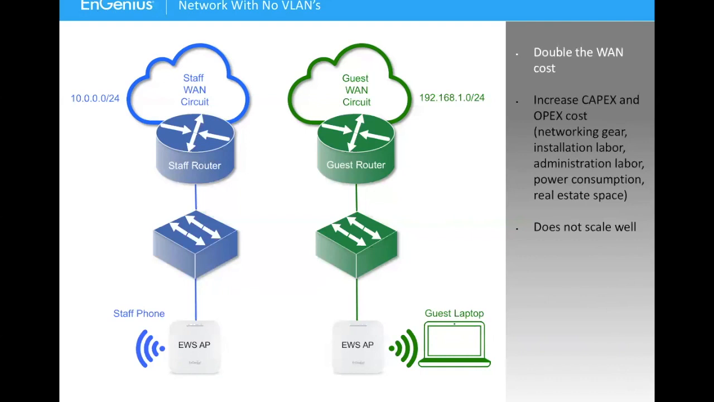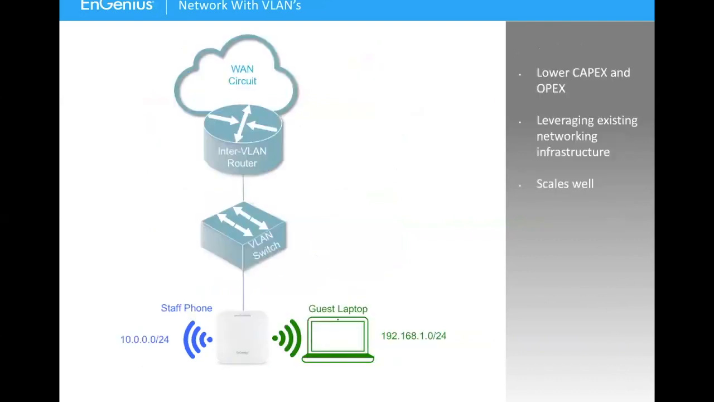Well, one way of resolving this and keeping the segmentation that we need at layer 2 is actually VLANs. In this particular case, we lower our CAPEX and OPEX because we're still using the same infrastructure that we have. We're just putting in an inter-VLAN router, a VLAN switch, and an access point that's capable of understanding the tags. It scales very well. I'm able to have multiple networks on the same network infrastructure, and I still have the traffic segmentation I desire at layer 2. So the start of network security is that those are segmented at layer 2.